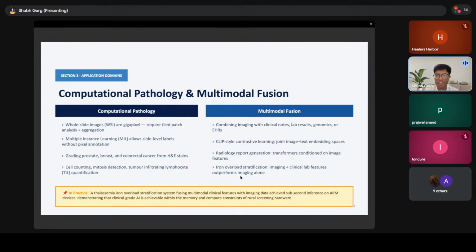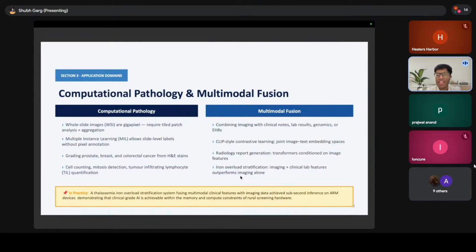Moving on to the next, let me cover the most important next frontiers of medical imaging, which are computational pathology and multimodal fusion. Histopathology slides, the glass slides, are digitized into images of 100,000 by 100,000 pixels, called a whole slide image, which can't be processed directly using a CNN in one pass.